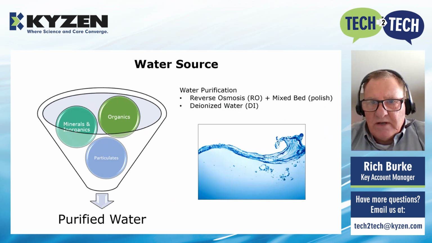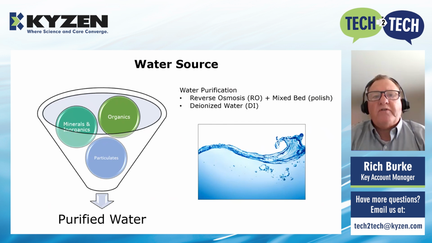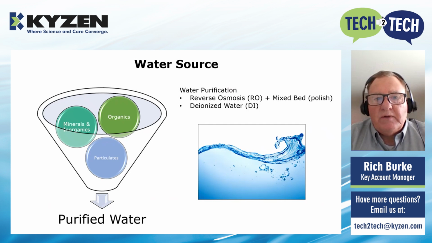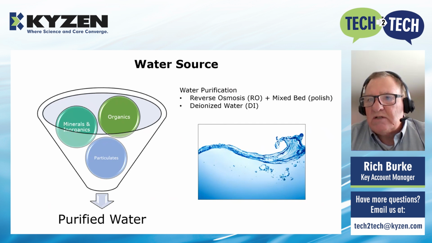Let's talk about water for a second. The water that's coming to our systems can have different things. We can have organics, we can have particulates, we can have minerals and inorganic material. So we want to purify that water. We don't want to be just rinsing in our final rinse with tap water, for example. So we want to purify the water system. And very often that's either going to be reverse osmosis, RO systems with mixed beds for polishing, or a DI water system.